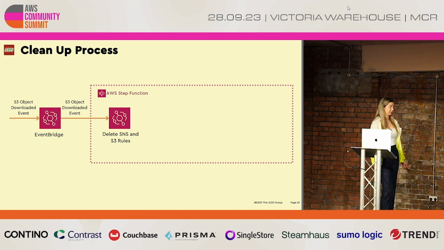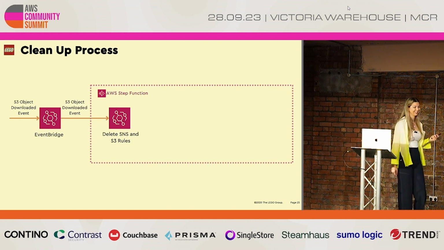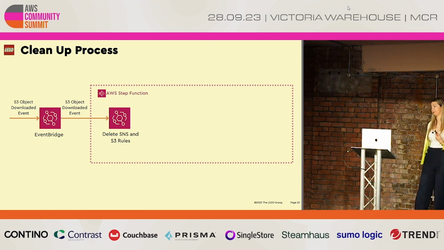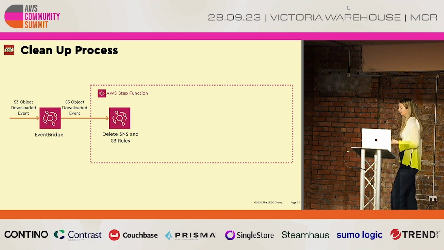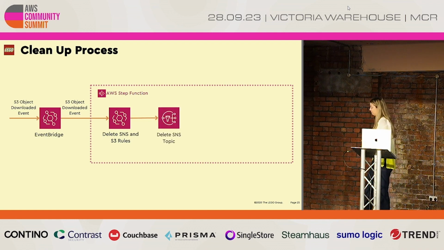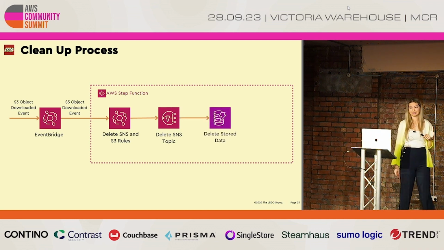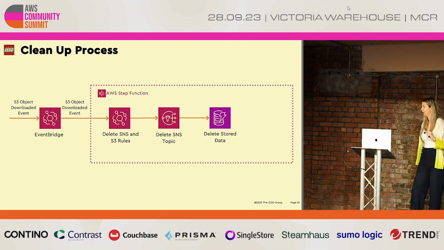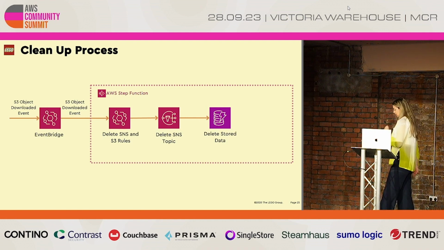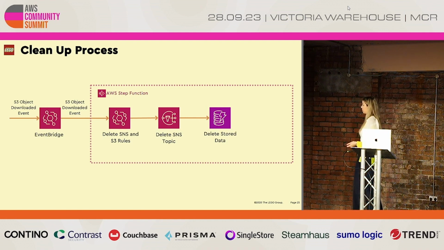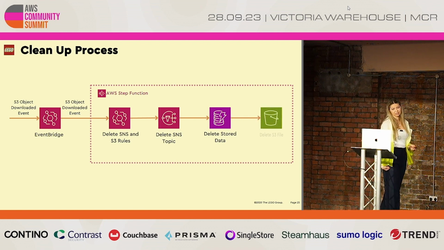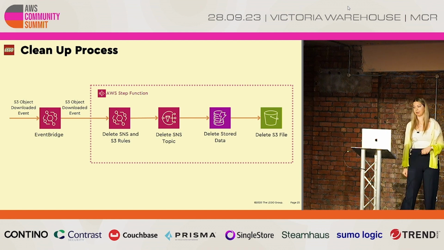And the first thing that we do in this step function is we delete the SNS and S3 rules. That's the first thing we do. Why? Because it's expensive to keep them. Then we delete the SNS topic, any stored data that we might have put into DynamoDB throughout this process and we don't feel it's needed anymore. And then last but not least, you want to delete the S3 file.